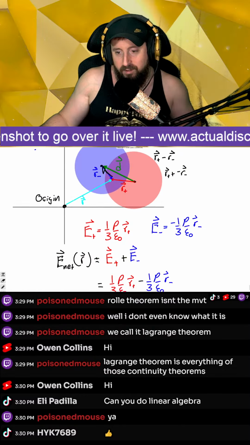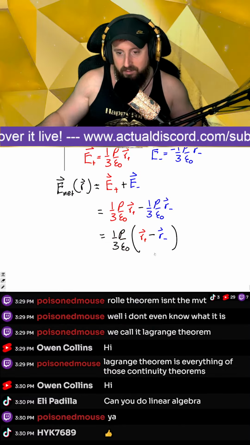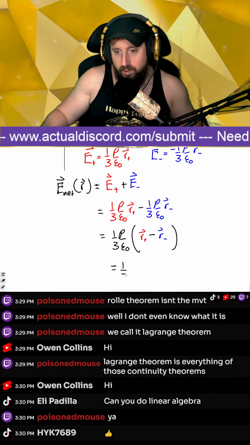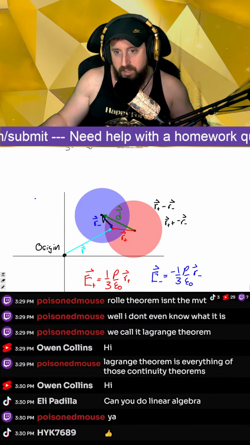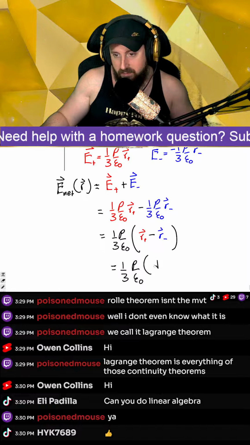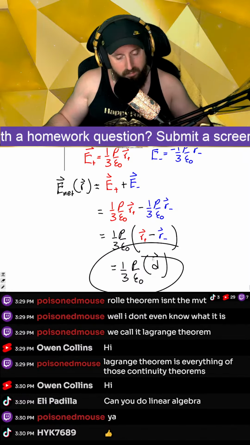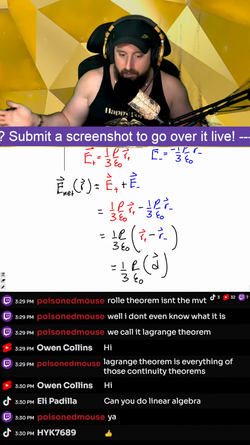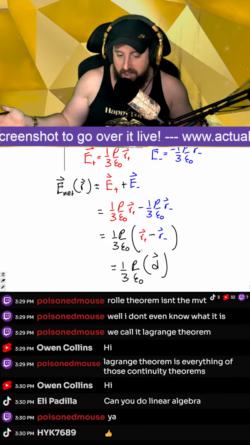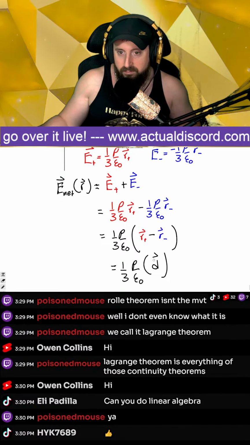So I can replace this with 1/3 rho over epsilon naught, and then this is just going to be vector D. And so now you're done. And you can see that the electric field in the overlap region is constant. It doesn't depend on R at all.